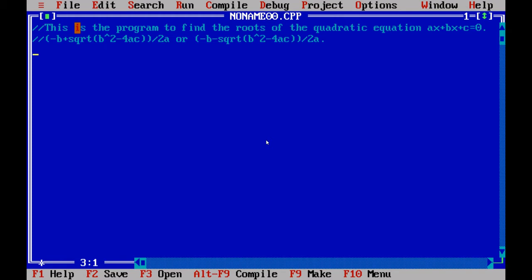Next we can implement our program. First include the header section: stdio.h, and then include conio.h, then void main.